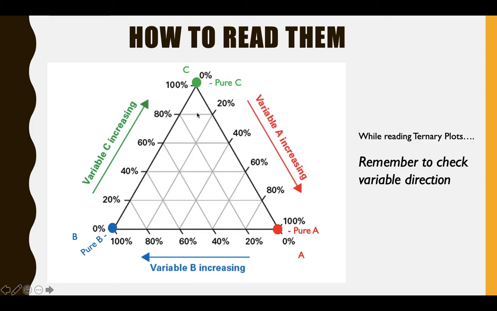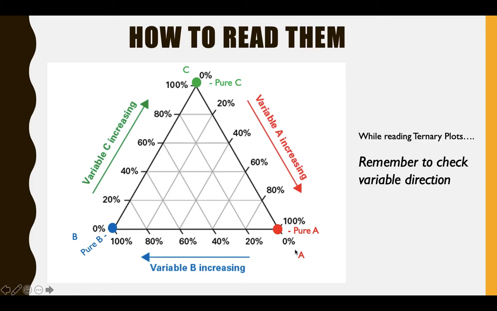And this line represents the green line. So this is 100% C, 80% C, 60% C, 40% C, 20% C, 0% C. And if we go to A, you can see this is pure A, 100% A. This line would be 80% A, 60% A, 40% A, 20% A, and 0% A. And it's the same for this variable over here for B. This point is pure B, 100% B, 80% B, 60% B, 40% B, 20% B, 0% B.